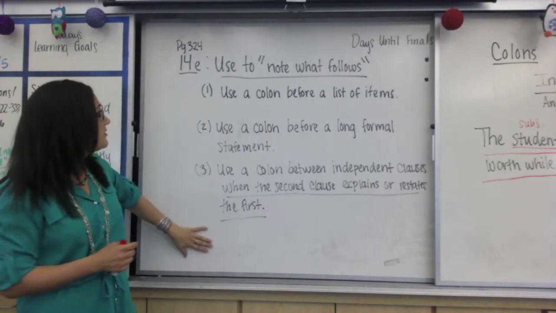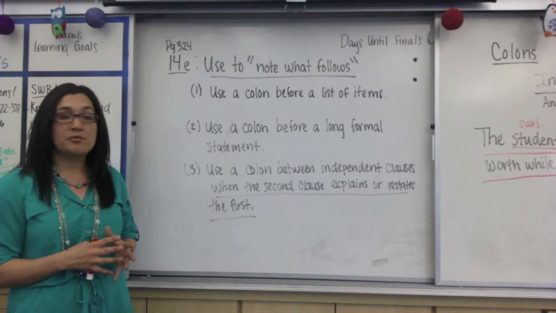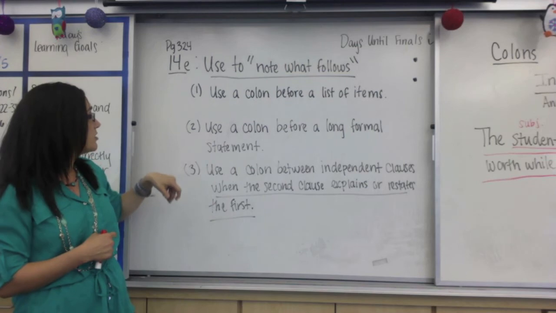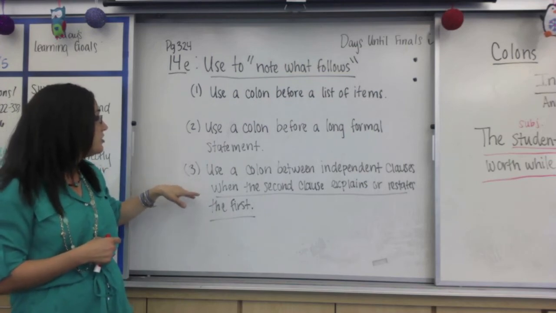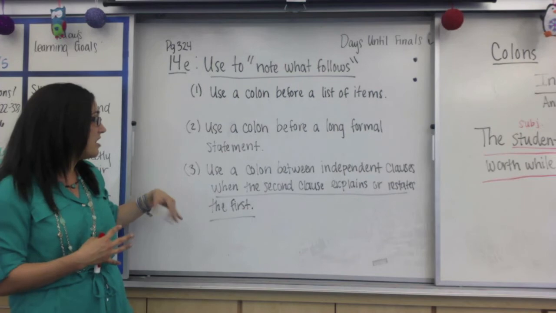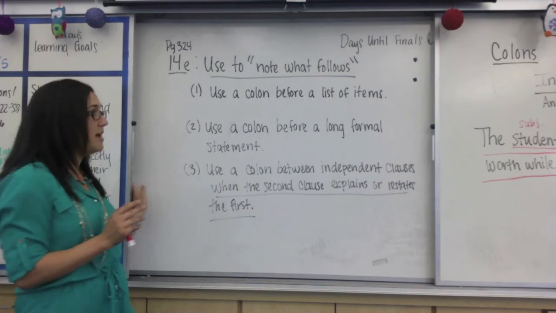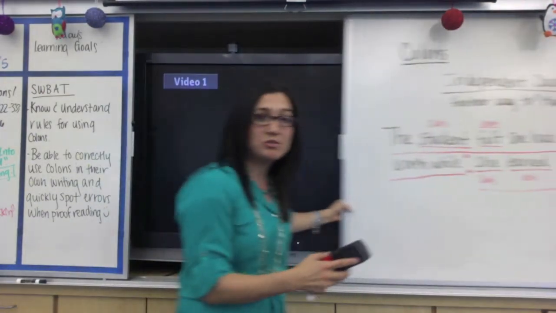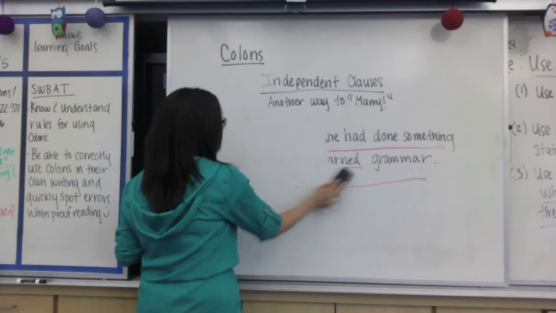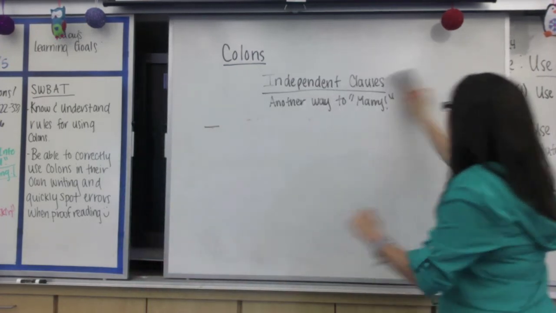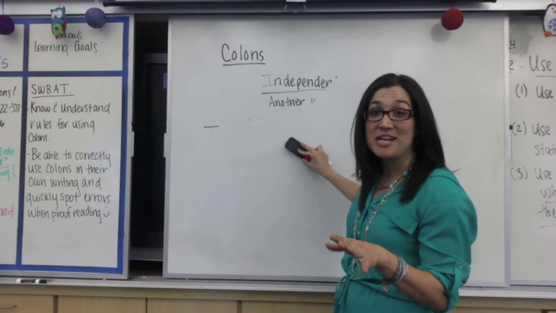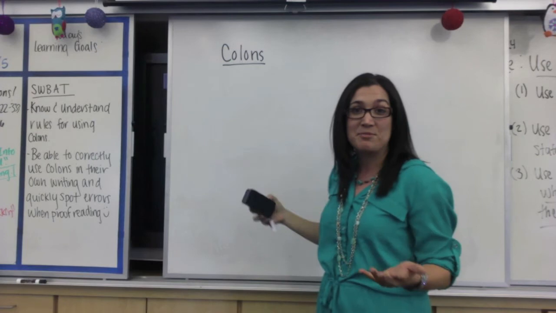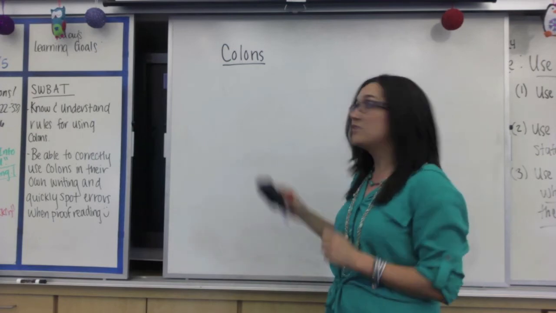And so in this video, I've gone over kind of the 3 main rules. So use a colon before a list of items, use a colon before a long formal statement, and use a colon between independent clauses when the second clause explains or restates the first. So we covered that. The last thing I'm going to talk to you about is just the conventional uses of the colon. And we're almost done, so stick with me. If you're sick of grammar, you can pause me and go get a drink or something, or take a little walk, whatever you need to do. That's the beauty of this. But let me just go over the second part.